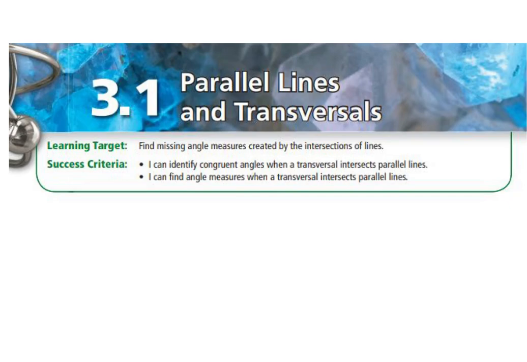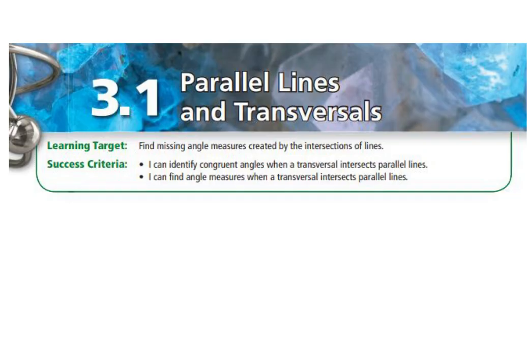Hi everyone, here's your first video for chapter 3. Lesson 1 is parallel lines and transversals. And after this lesson, you'll be able to find missing angle measures created by intersecting lines. You'll be able to identify congruent angles when a transversal intersects parallel lines.